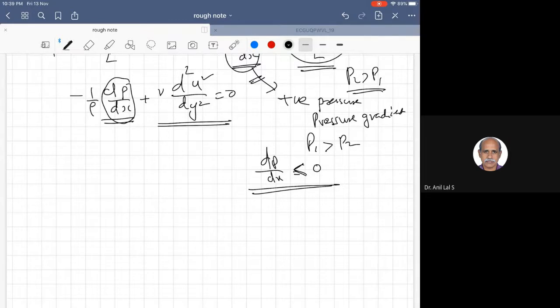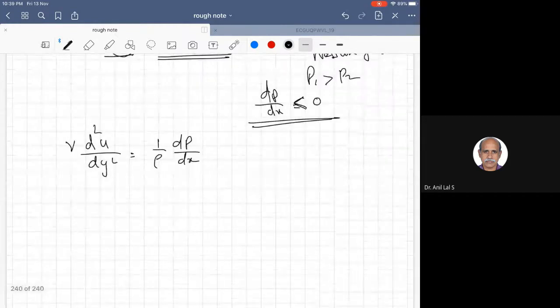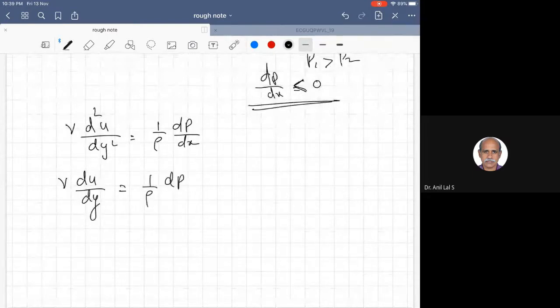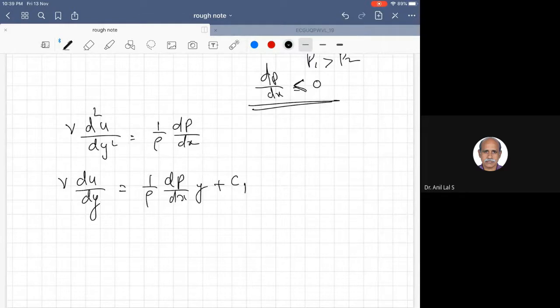First integration will give, we will write mu d square u by dy square is equal to 1 by rho dp by dx, and integrating once we get du by dy equal to 1 by rho dp by dx y plus some constant c1, where c1 is a constant.